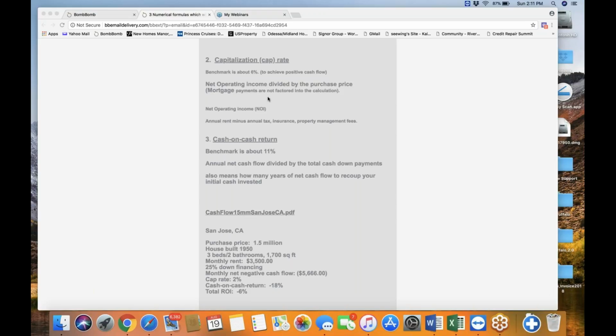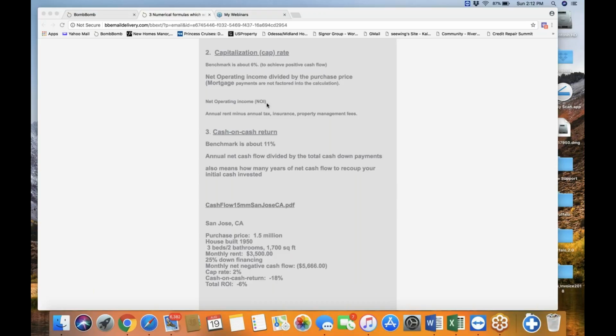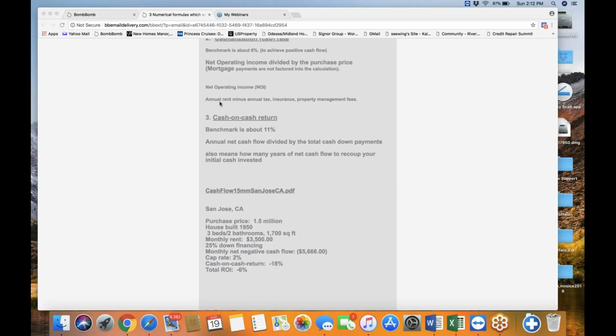Let's solve for the net operating income momentarily. Before we go there, you must understand that the mortgage payments are not factored into this calculation. So the cap rate is the same whether you buy with a 25% down payment and have a mortgage, or whether you buy all cash. The debt is not factored in. Anyway, let's solve for the net operating income. Net operating income is your annual rent minus the annual tax, insurance, and property management fee.